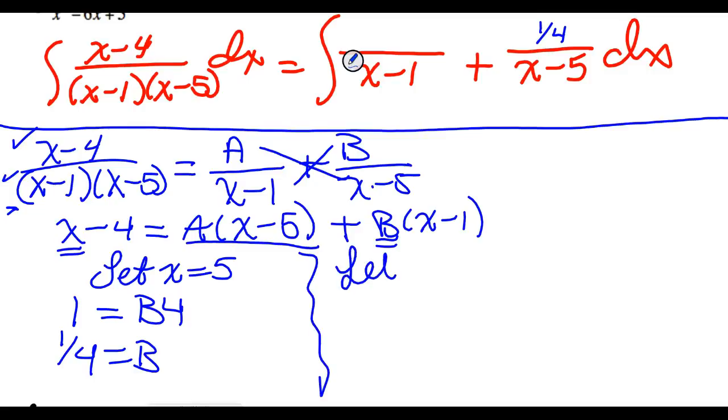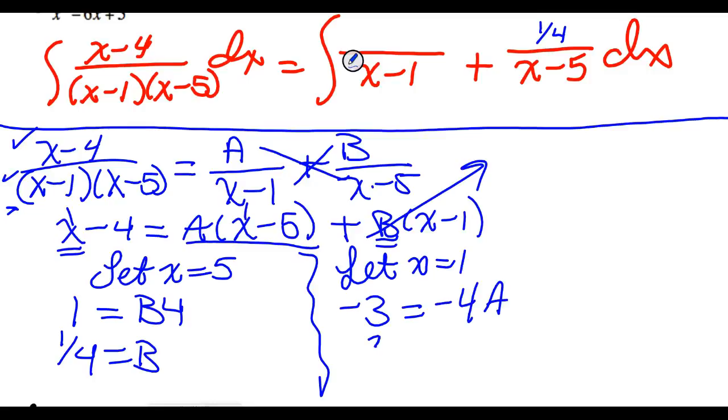And watch my arithmetic. As you guys know, that is not necessarily my strong suit, but I feel like I'm being really careful today. Anyway, when I let x equal 1, this whole binomial is going to disappear. I'm going to end up with 1 minus 4 is a negative 3 is equal to negative 4a. So I'm getting a 3/4 for a.